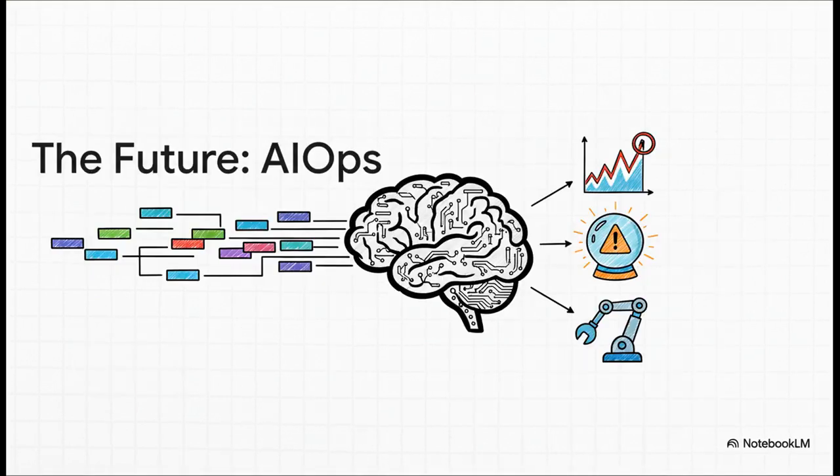So why does all this matter so much? Why go to all this trouble to build this structured data pipeline? Because it's the foundation for the future: AI Ops, or AI for IT operations. When you have clean, correlated telemetry, AI models can start to do incredible things, like detect anomalies, predict failures before they even happen, and even trigger automated fixes.